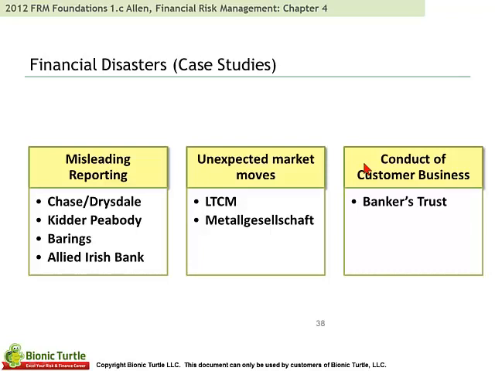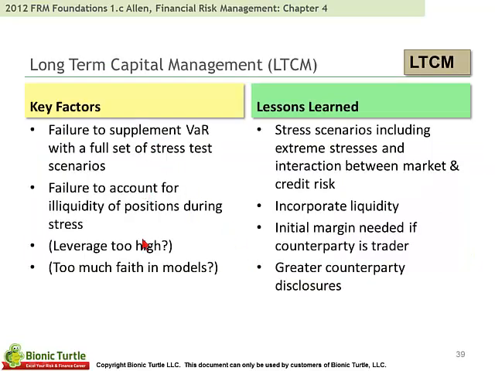And then finally, for case studies, it's difficult to say what we need to know here. I think we just have to dive into these. Alan divides them into misleading reporting, unexpected market moves, and conduct of customer business. I will tell you that historically, the FRM has favored these two cases because they're prominent, visible examples of risk failures. Maybe we've seen a sample on Barings or Allied Irish Bank, but really most have been Long-Term Capital Management or Metallgesellschaft, where we have key factors and lessons learned.